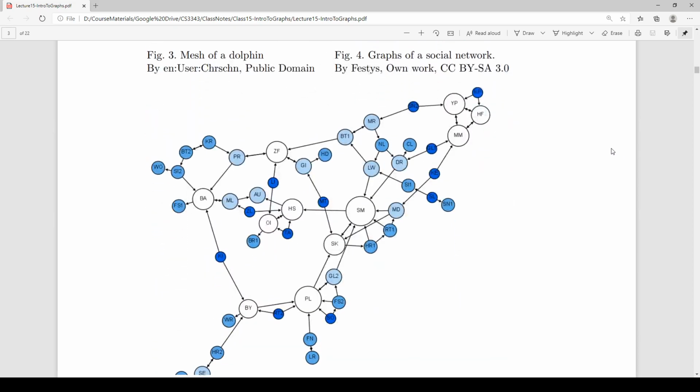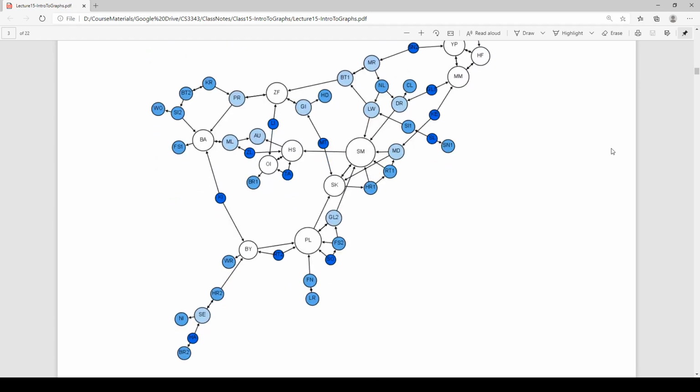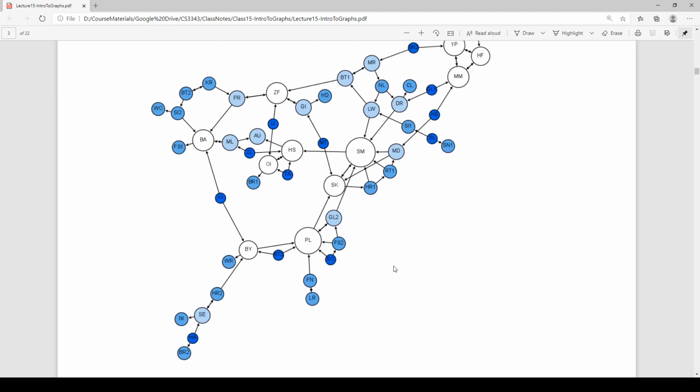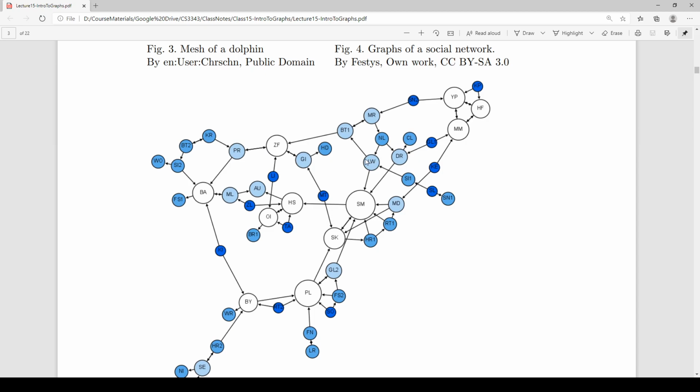And I have another social network graph here. It's called a sociogram in the sociological applications it's from. It's 8th grade students' seating preferences. The nodes each represent students. The arrows represent who they want to sit next to. Some of them seem to have no preferences, but I think every node can have at most 2 preferences, like a left and right neighbor.